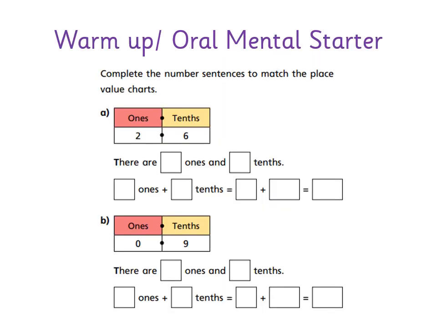Now this is your warm-up, your oral mental starter. I would like you to complete the number sentences to match the place value charts. So A, you have 2.6. There are how many ones and how many tenths? And then you will say that there are so many ones, add that many tenths equals the ones and the tenths and what the decimal is. Okay, and obviously you can see that the decimal is right there for you. Can you have a go at completing those, please? Now, this is on your sheet. It's just for you to warm up, to do it in your head or write it on a piece of paper.